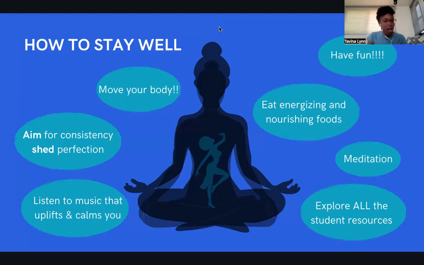One other thing I want to mention is eat energizing and nourishing foods. This is so important, you all. I will find this on campus. So there's something called Panther Cares where you can actually get free food, right? So you get to be nourished. You should never be hungry. You are worthy of being nourished, and there are resources to make sure you have food.